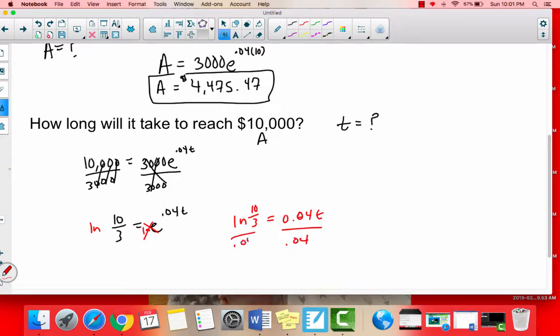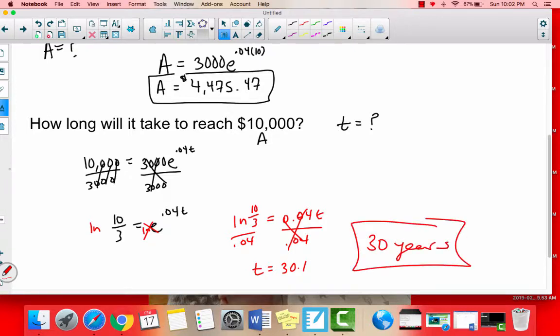So if I divide by 0.04 on both sides, when I type this into my calculator, I believe you get 30.1. And so what that means is that in order to get $10,000 in this college savings account, it would take 30 years at that rate. So 30 years, or just over 30 years. All right. If you have any questions about the solving process, again, let me know.